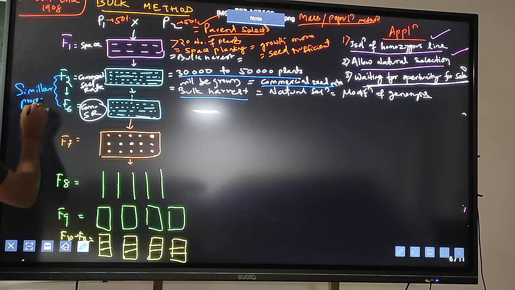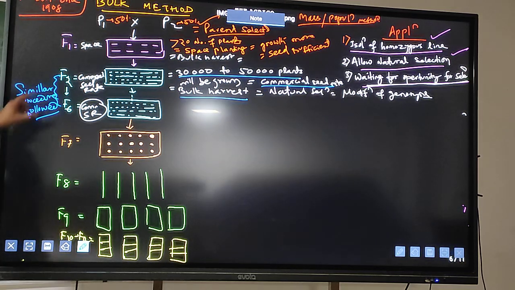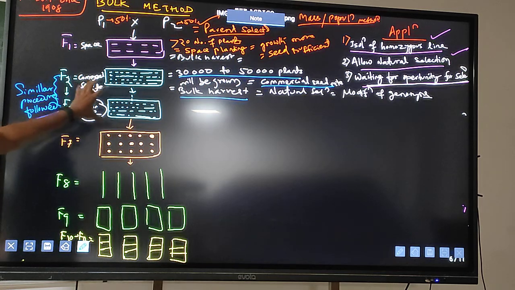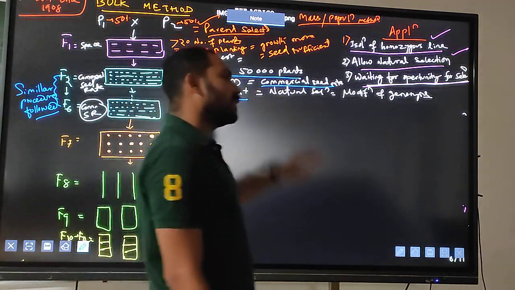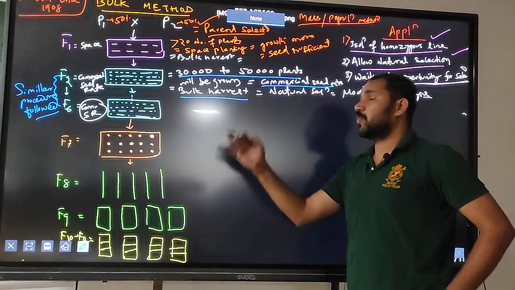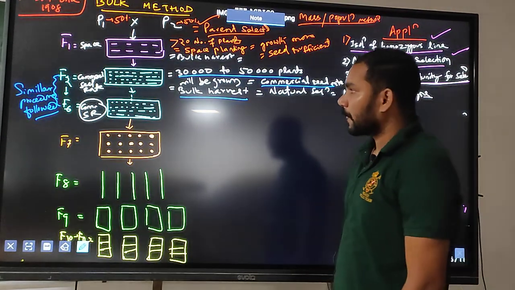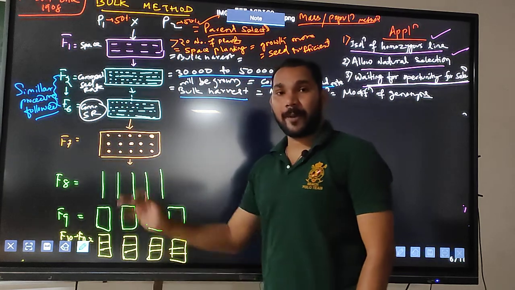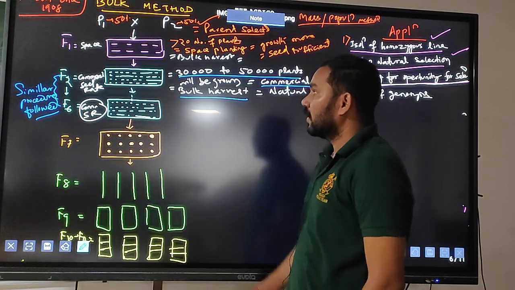Similar procedure should be followed. From F2 to F6 generation, commercial seedbed will be there. We have to maintain 30,000 to 50,000 plants, and then go for bulk harvest. But now in F6 generation, what will happen?